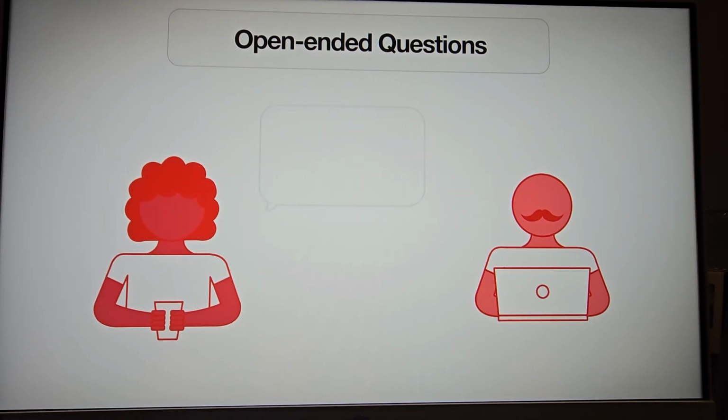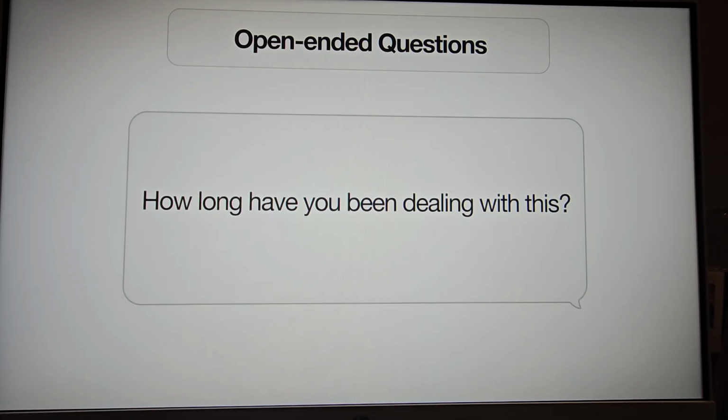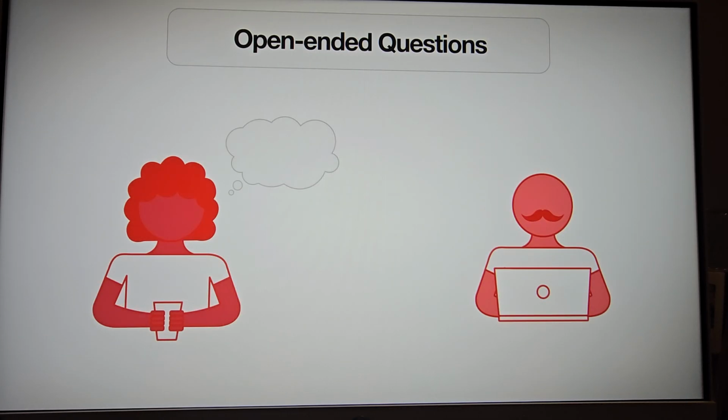Open-ended questions allow texters to expand on their thoughts and emotions because they can't be answered with a simple yes or no. For example, "How long have you been dealing with this?" gives the texter space to share more. Using open-ended questions helps you explore the situation and helps the texter share relevant information you may not know to ask directly about. We use open-ended questions to dig a little deeper.